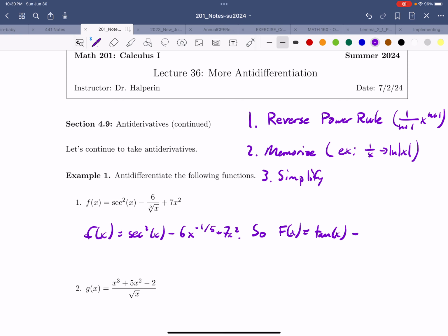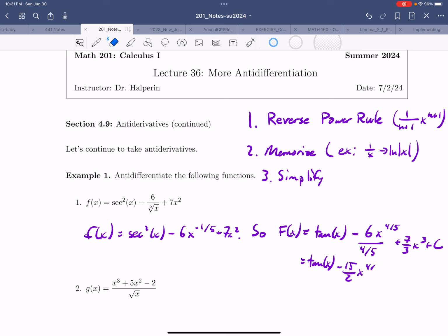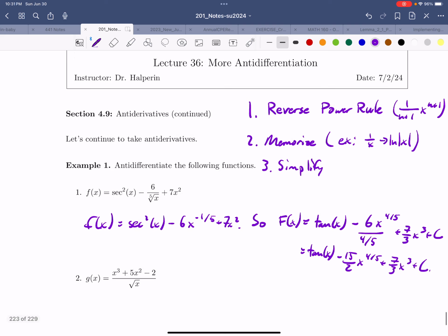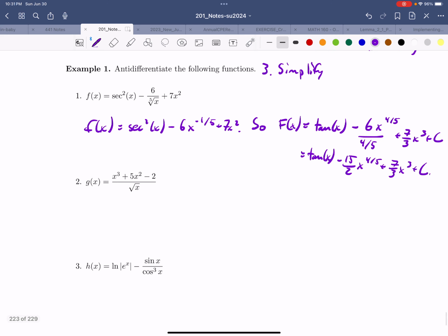Okay? Now this next one's a bit annoying, right? This is a reverse power rule, right? It's going to be 6x to the 4/5, right? Because we added 1. And then just whatever you get up there, just divide. Right? And if you want, you can clean this up a little bit, right? You can simplify it. I won't require it, really. And that's going to be 15/2 x to the 4/5. Okay, so that's our answer.